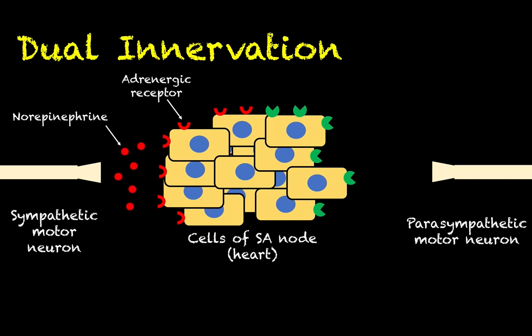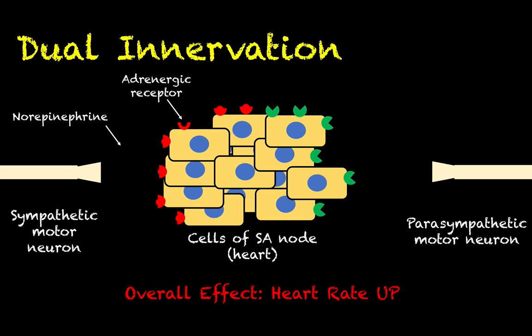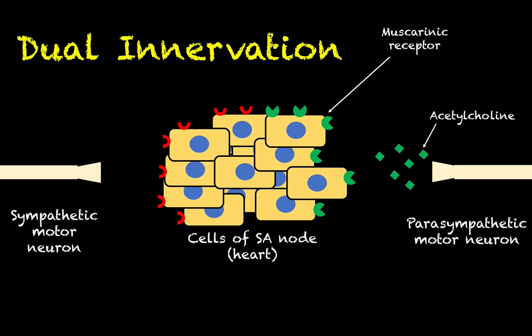So what's going to happen is that when these neurotransmitters bind to these receptors on the SA node, that's going to produce the response, which is that the heart rate starts to go up, like what you get with exercise or with stress. Okay, but what if we activate the parasympathetic division instead?